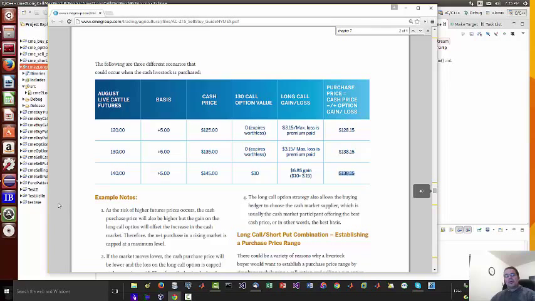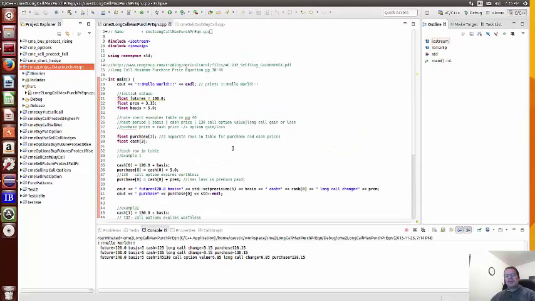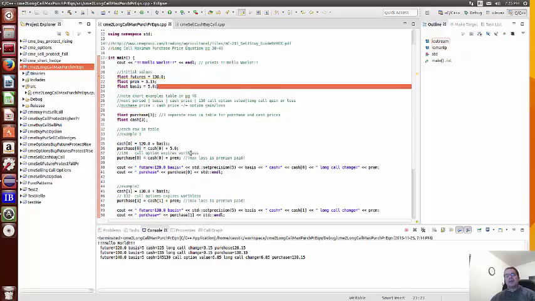So let me just show you the code now. The code is going to probably insult a few people. I purposely kept this real simple. I'm going to do the same thing with the other examples I show from this PDF document. I just want to keep it really simple so that newbies can understand it. So we have our futures price at 130, premium set at 315, and basis set at $5.